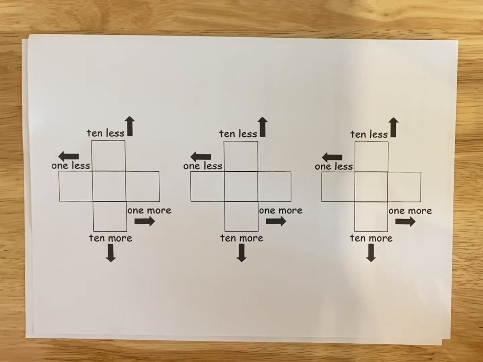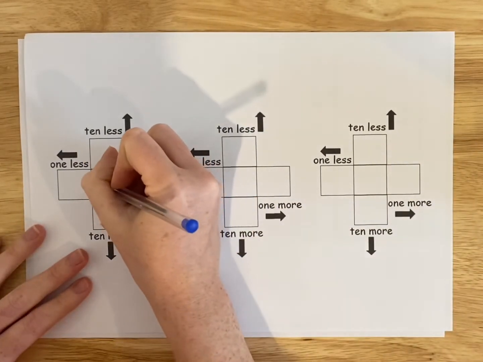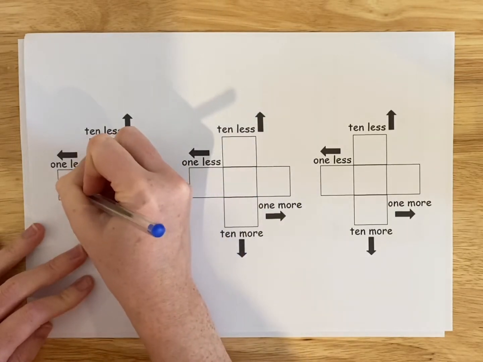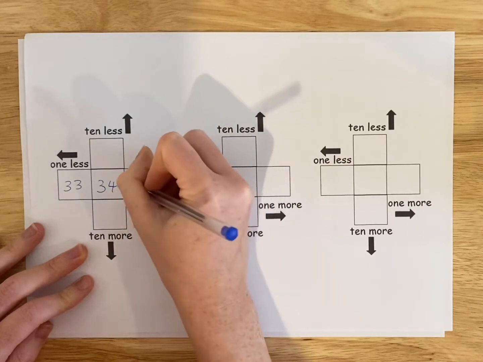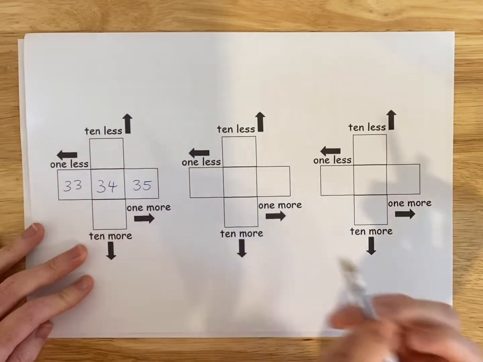In this activity, we're finding the numbers that are 1 less and 1 more, and 10 less and 10 more than our target number. So if I had 34, I need to find 1 less, 33, and 1 more, 35, and then 10 less and 10 more.